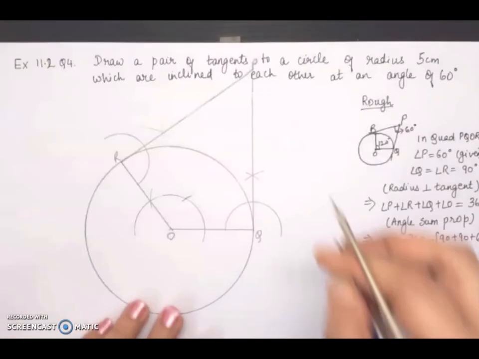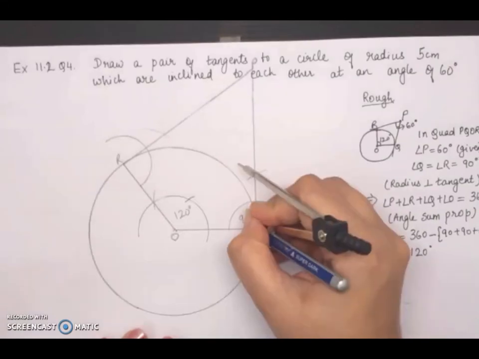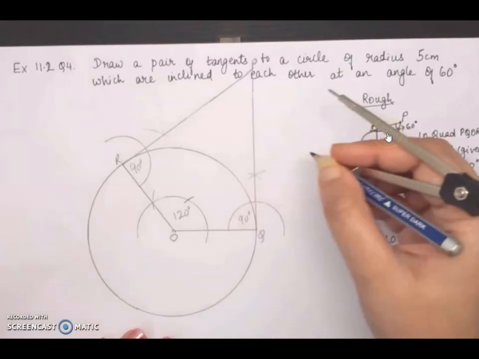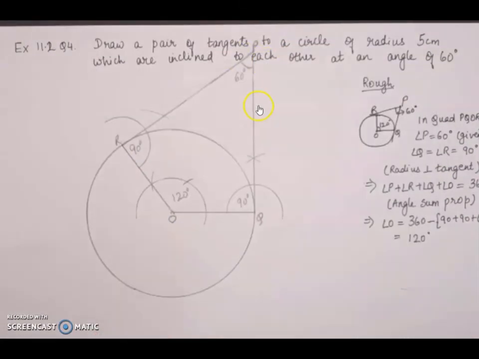Now this angle RPQ will come as 60 degrees. The angle between the radii is 120. Angle R and angle Q are 90. So therefore the remaining angle, by the angle sum property, will be 60 degrees.